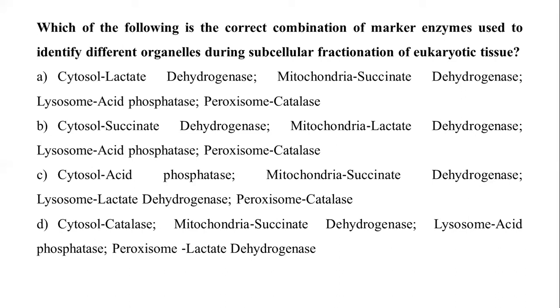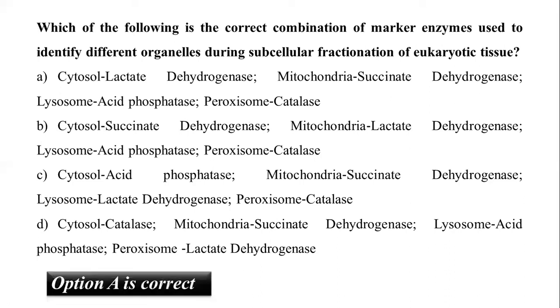Let's talk about the acid phosphatase. Acid phosphatase is a lysosomal enzyme which removes phosphate from other molecules during digestion. And finally, the catalase is present in peroxisomes, where it decomposes harmful hydrogen peroxides either by converting it to water or by using it to oxidize other organic compounds. So the option A, which says cytosol-LDH, mitochondria-succinate dehydrogenase, lysosome-acid phosphatase, and peroxisome-catalase would be the correct answer for this particular question.